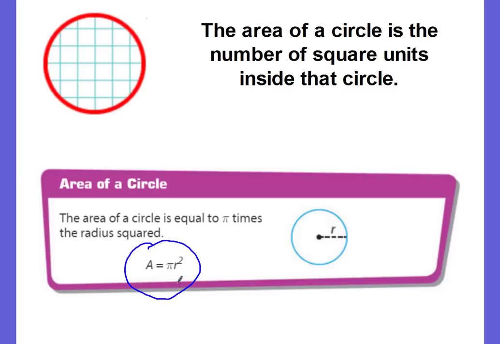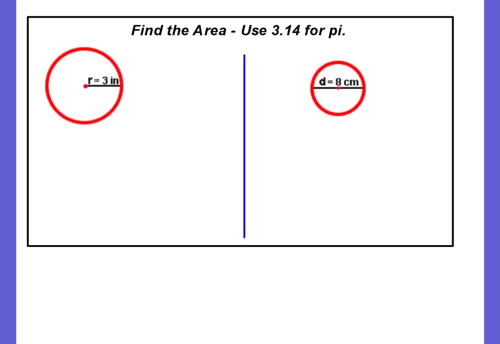Area equals pi times r squared. So pi, which is 3.14, times the radius squared. You have to square the radius before multiplying it by pi. Let's get right into it.